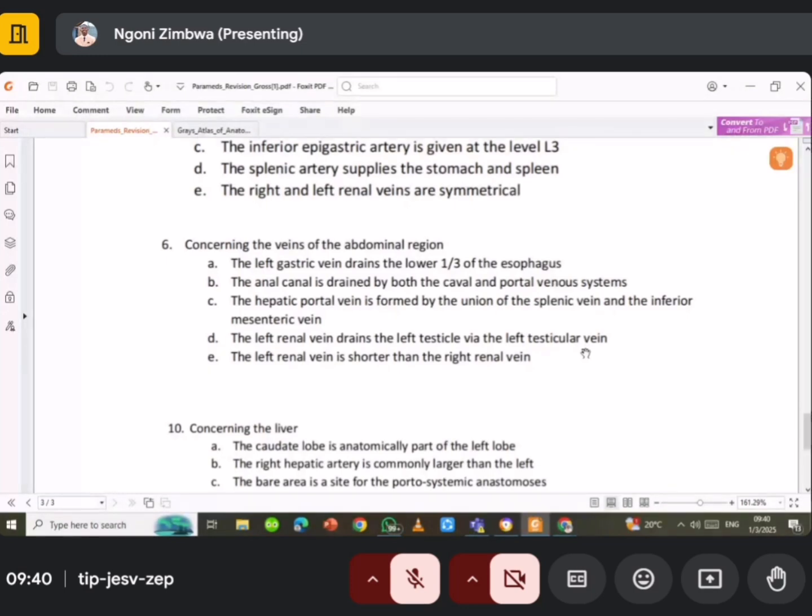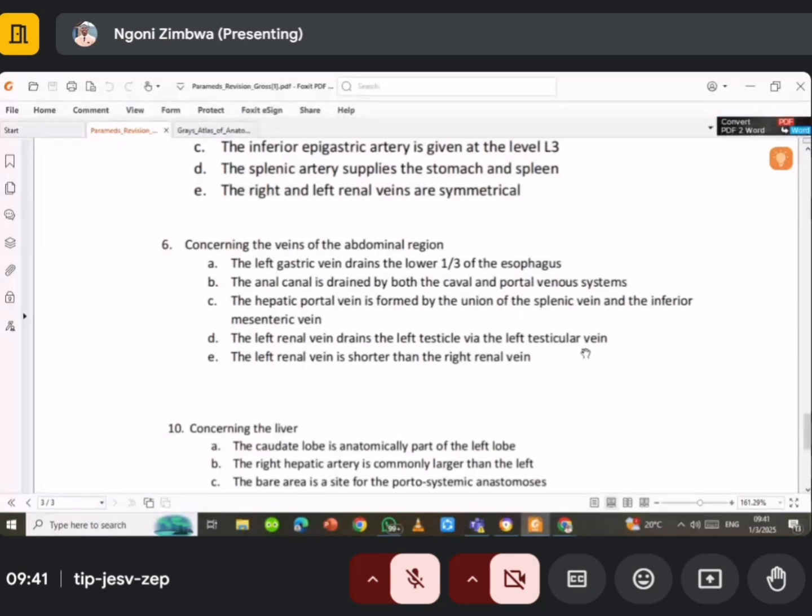One, the abdominal esophagus. In the abdominal esophagus, you're going to have esophageal varices. So you just write: abdominal esophagus, esophageal varices, portosystemic anastomosis. Two, you're going to have the anal canal. In the anal canal, you're going to have internal and external hemorrhoids.